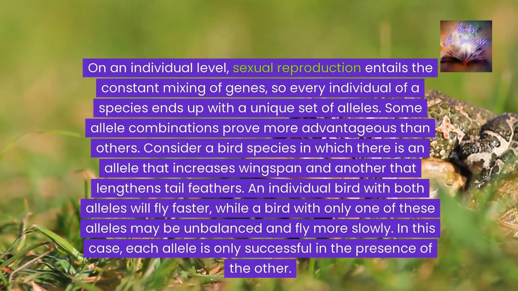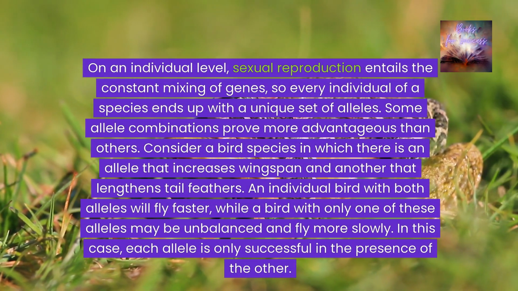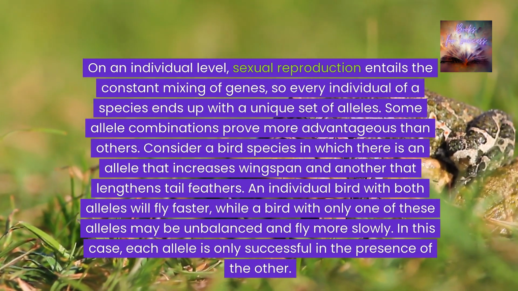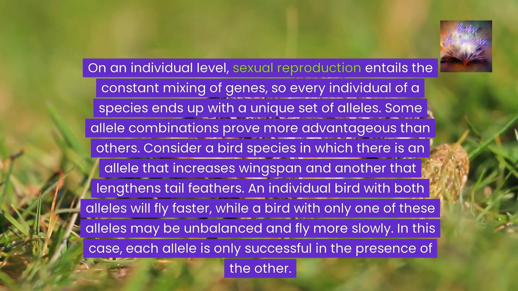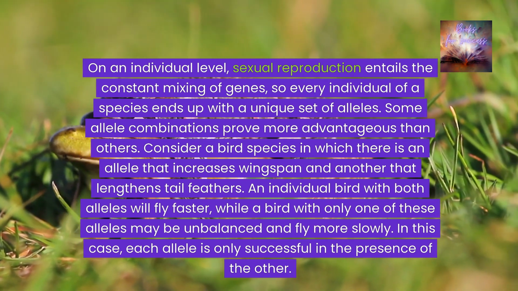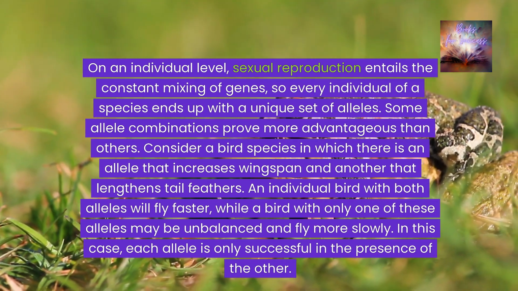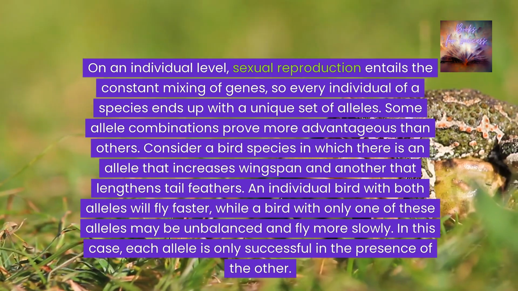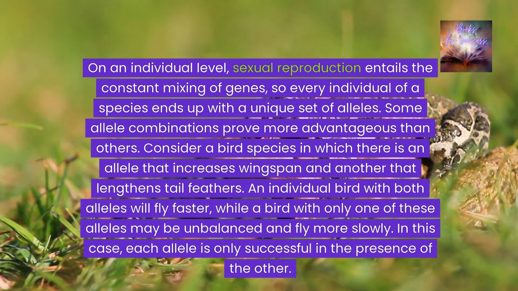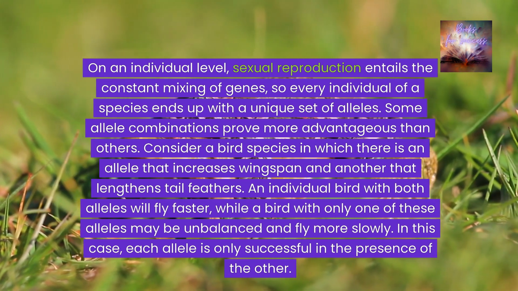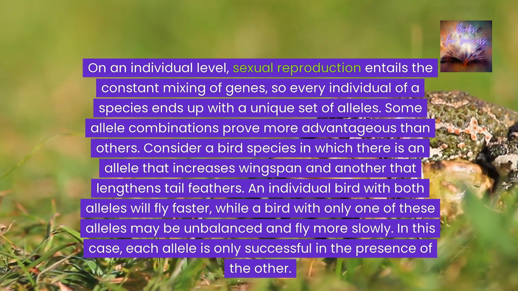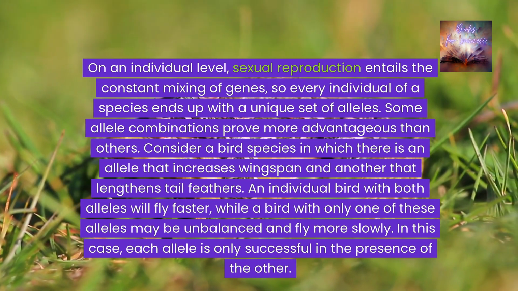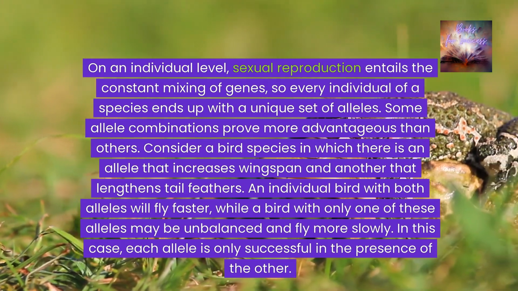On an individual level, sexual reproduction entails the constant mixing of genes, so every individual of a species ends up with a unique set of alleles. Some allele combinations prove more advantageous than others. Consider a bird species in which there is an allele that increases wingspan and another that lengthens tail feathers. An individual bird with both alleles will fly faster, while a bird with only one of these alleles may be unbalanced and fly more slowly. In this case, each allele is only successful in the presence of the other.